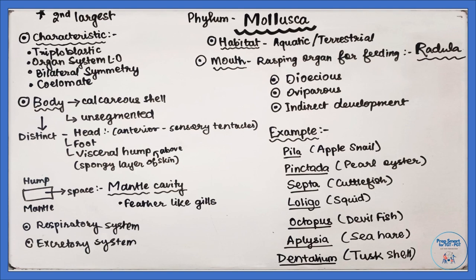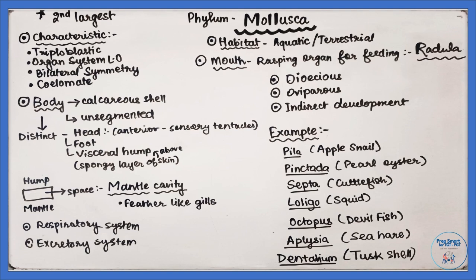Excretion occurs by one or two pairs of metanephridial tubules called kidneys or organs of Bojanus. Reproduction: sexes are usually dioecious, but some are hermaphrodite. Most forms are oviparous, but only a few are viviparous. Fertilization is external, for example Patella, or internal in Pila.